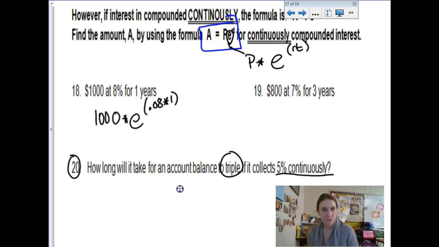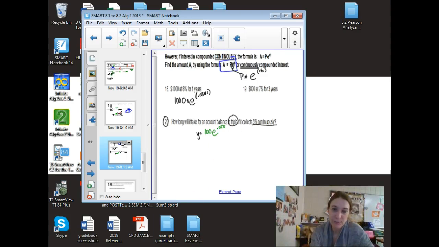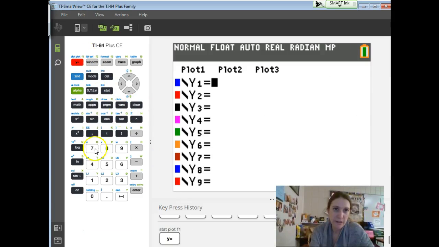And just like on the other question where they didn't give me a value, I get to just make up how much money I invest. So let's invest $100. And then if it's continuous, it's e to the 0.05, I don't know time, so I'll leave it as x. So I'm going to type this into y1, and then we're going to look at our table to see when it triples, so I'm looking for $300. Dream big, kids.